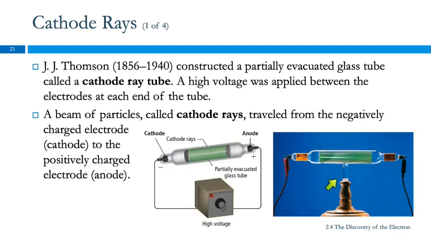Here's a photograph of a cathode ray tube in action, and you can see this is like this glowing line here. It's called a cathode ray because the ray travels from the cathode to the anode.